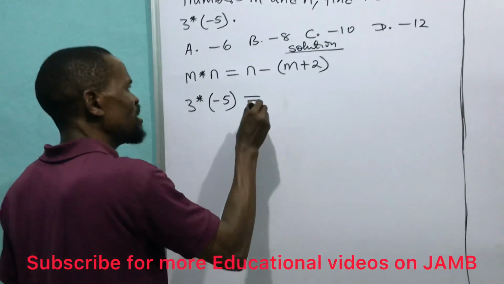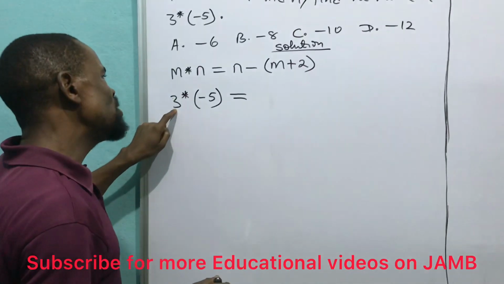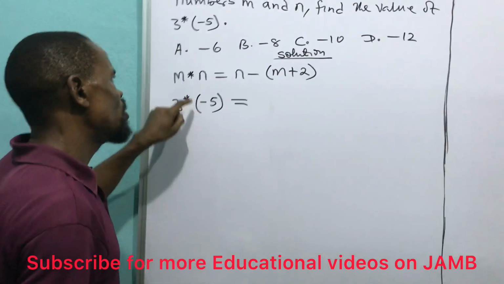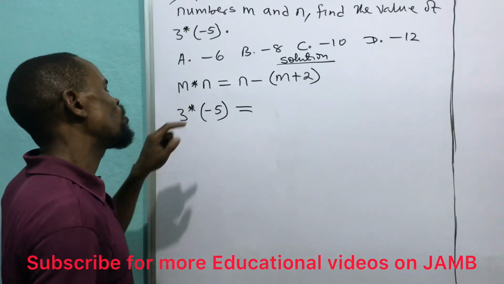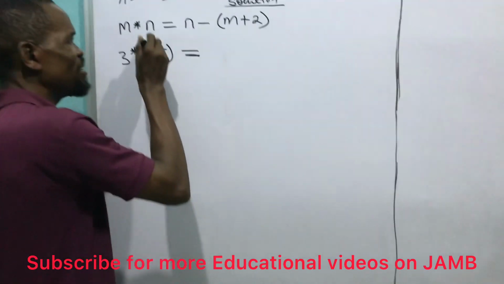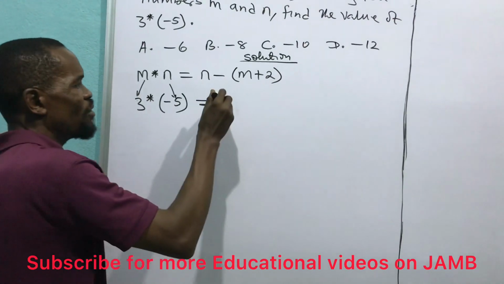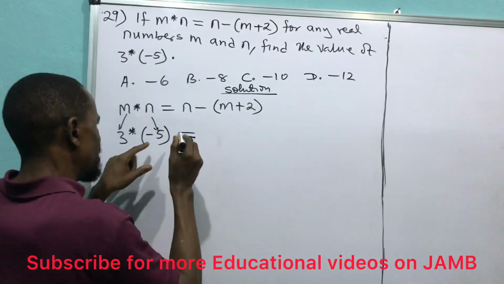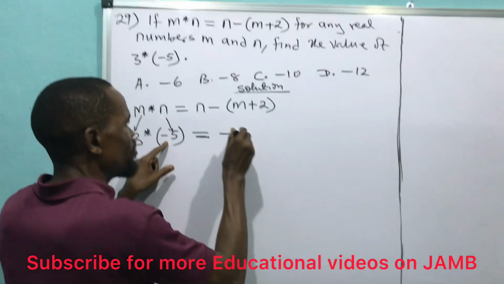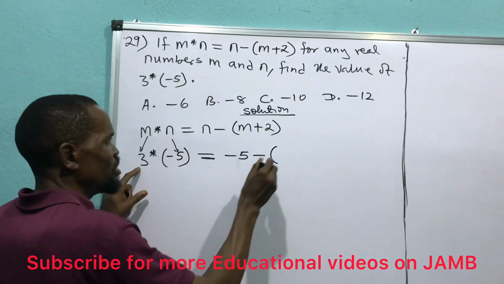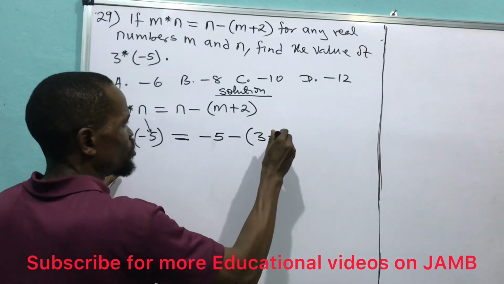Then what does this mean? It means I will now use 3 to substitute for m and use minus 5 to substitute for n. That means this goes for this and this goes for this. I will have n, which is minus 5, minus into m, which is 3, plus 2.